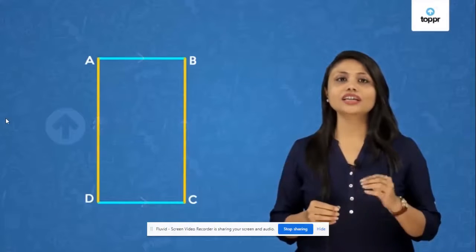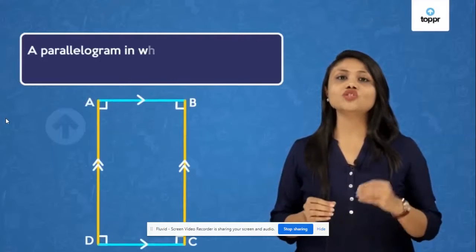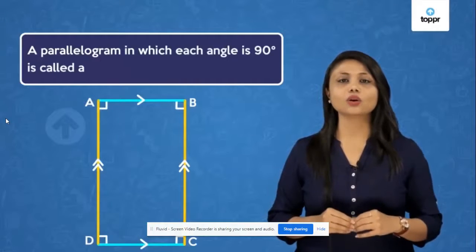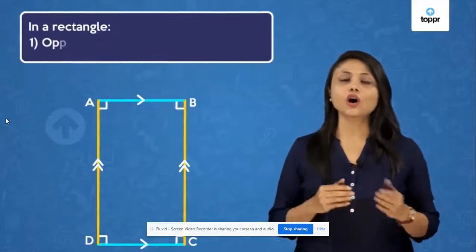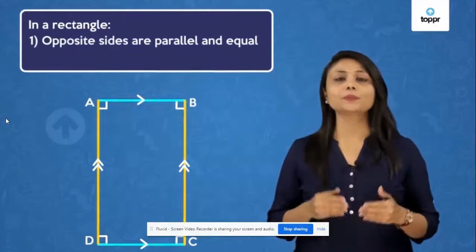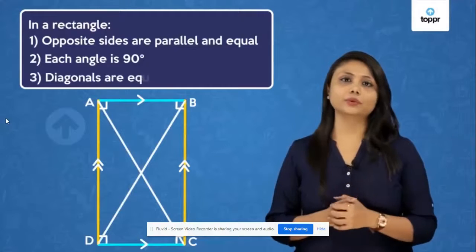In this figure, each angle is 90 degrees. A parallelogram in which each angle is 90 degrees is called a rectangle. So, in a rectangle, opposite sides are parallel and equal, each angle is 90 degrees, and diagonals are equal.